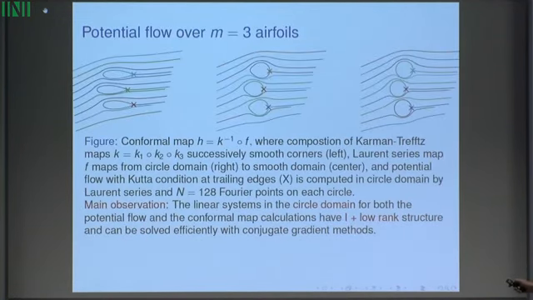You're given those shapes, and you successively smooth the corners with the Kármán-Trefftz map to get smooth curves here. Then one does the conformal map, with methods we've developed, extending a method by Fornberg for the simply connected case, which maps from the circle domain to these smooth curves. It's a Newton-like method, so it needs a smooth boundary here. And we solve the potential flow problem in this circle domain.